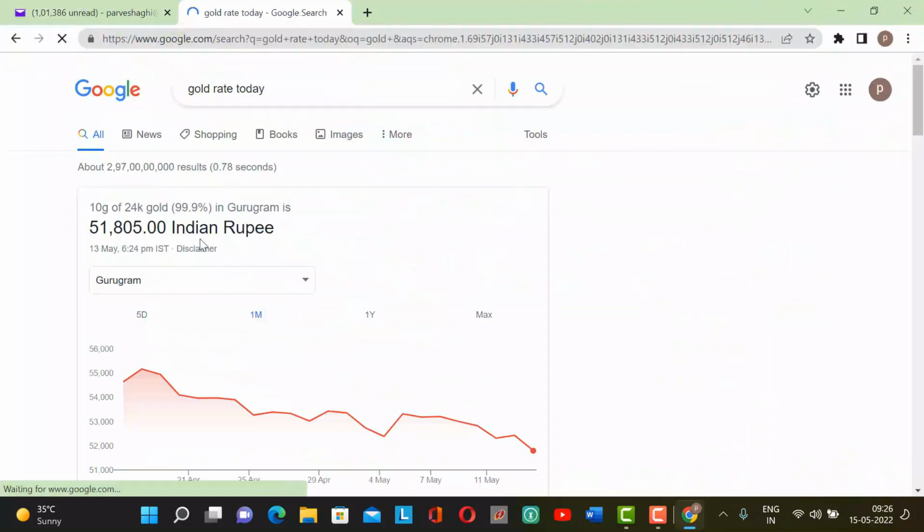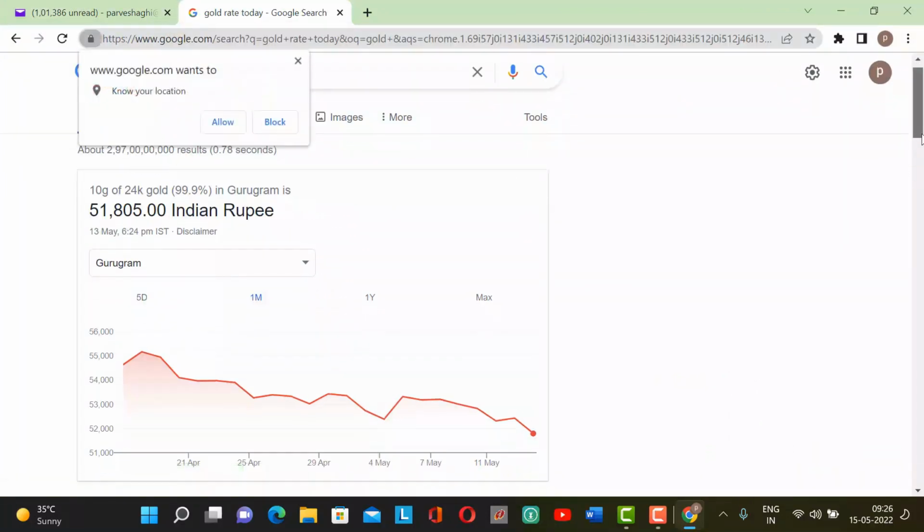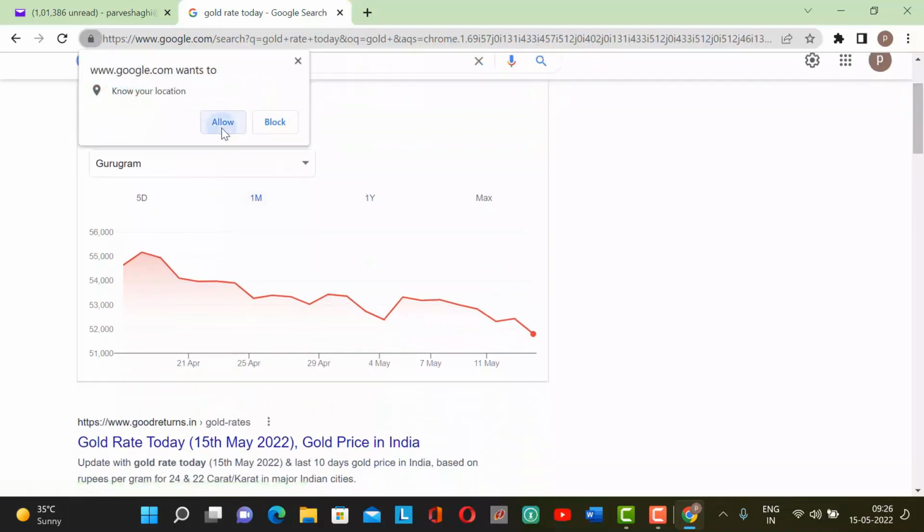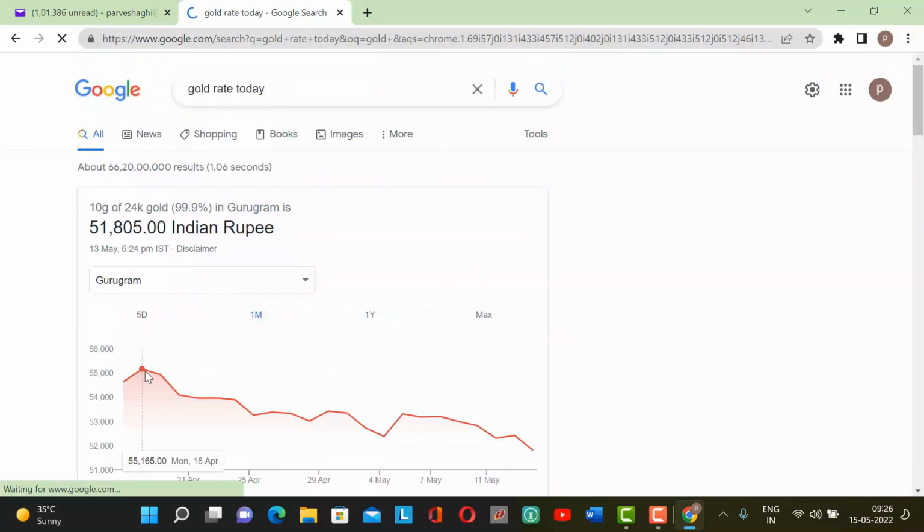So if you look, you're getting a chart of gold, isn't it? At this point of time, gold was 55,165, where my pointer is. And today, the gold is about 51,805. Is there a risk in gold or not? If you had invested about 5 days back, your money would have gone down by close to about 7 to 8%. Is gold a riskless asset, or is there a risk involved in gold? Absolutely.